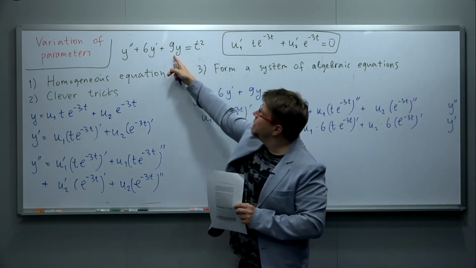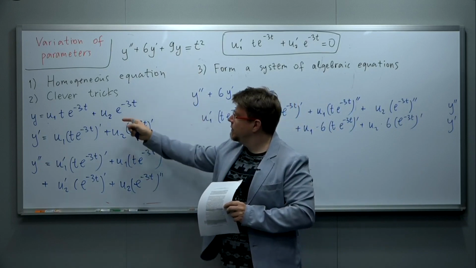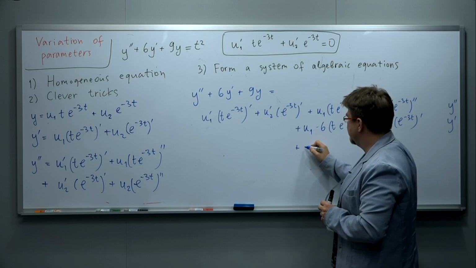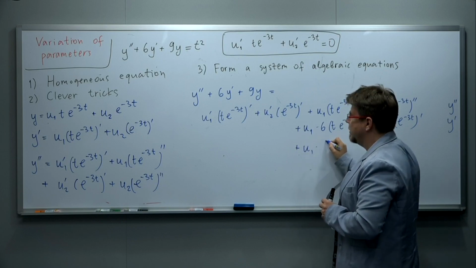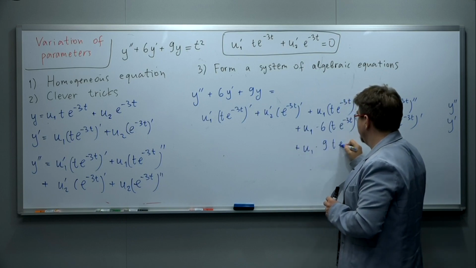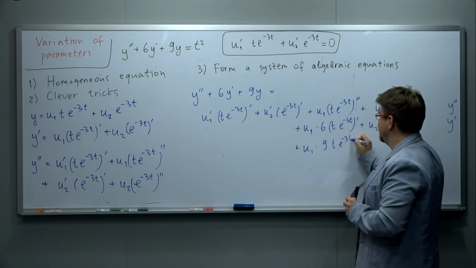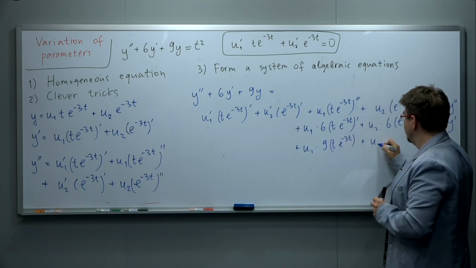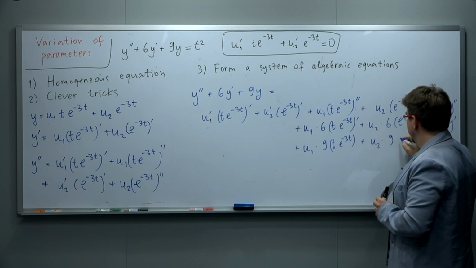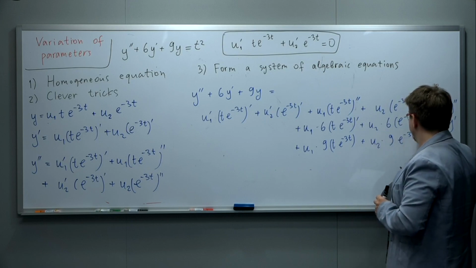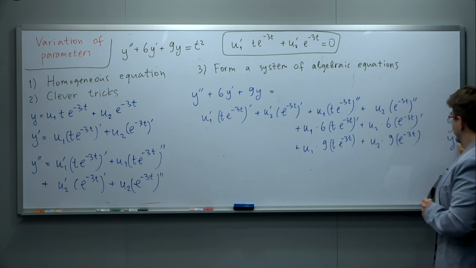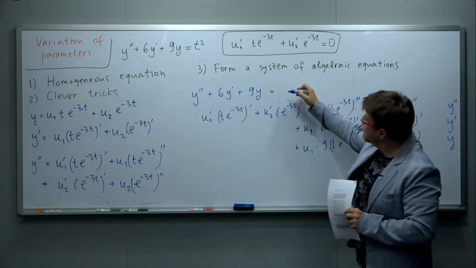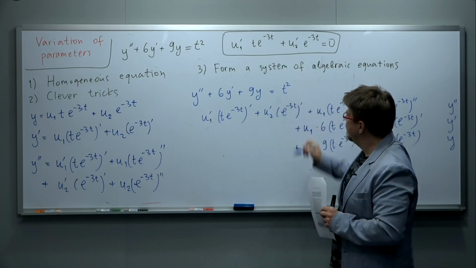And plus 9y. So here is my y. So I'm going to write it as u1 times 9t times e to the minus 3t plus u2 times 9 times e to the minus 3t. This is my y. And this whole thing is supposed to be equal to t squared.